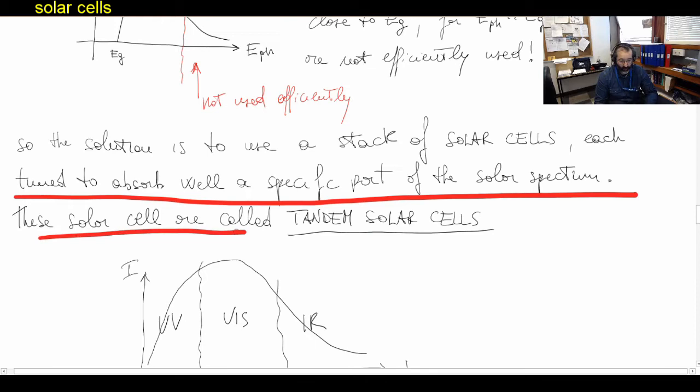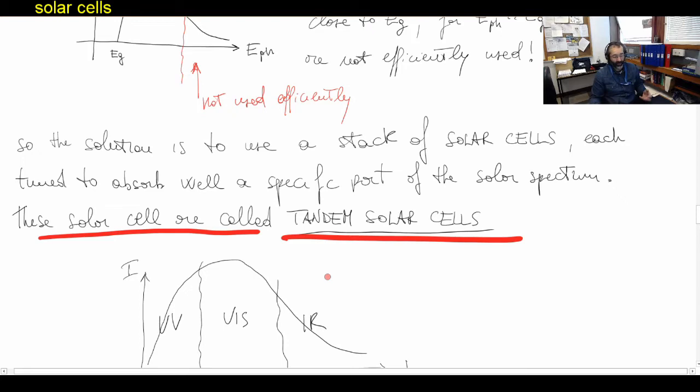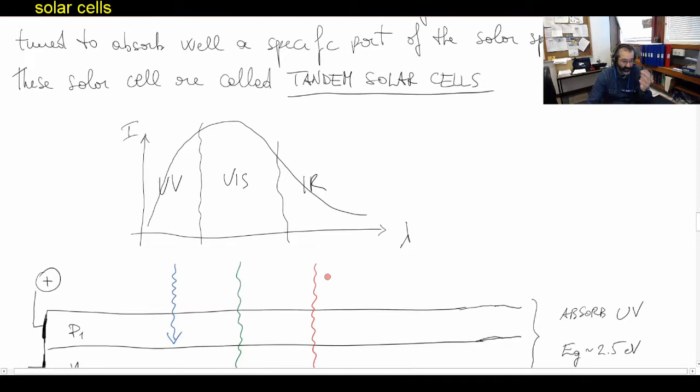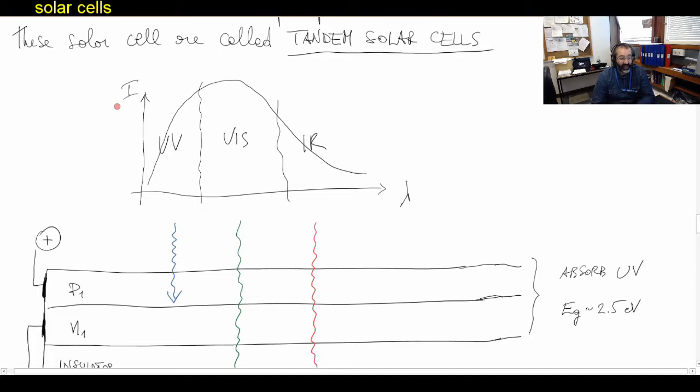We can stack two or more. Here below, I can show you an example of how we make a solar cell aimed at detecting the entire solar spectrum. This is a tandem solar cell made by stacking, effectively, three PN junctions. If this is a very rough representation of the solar spectrum, the intensity of the light versus the wavelength lambda, with UV here, visible, and IR, I could make a stack of solar cells in this way.